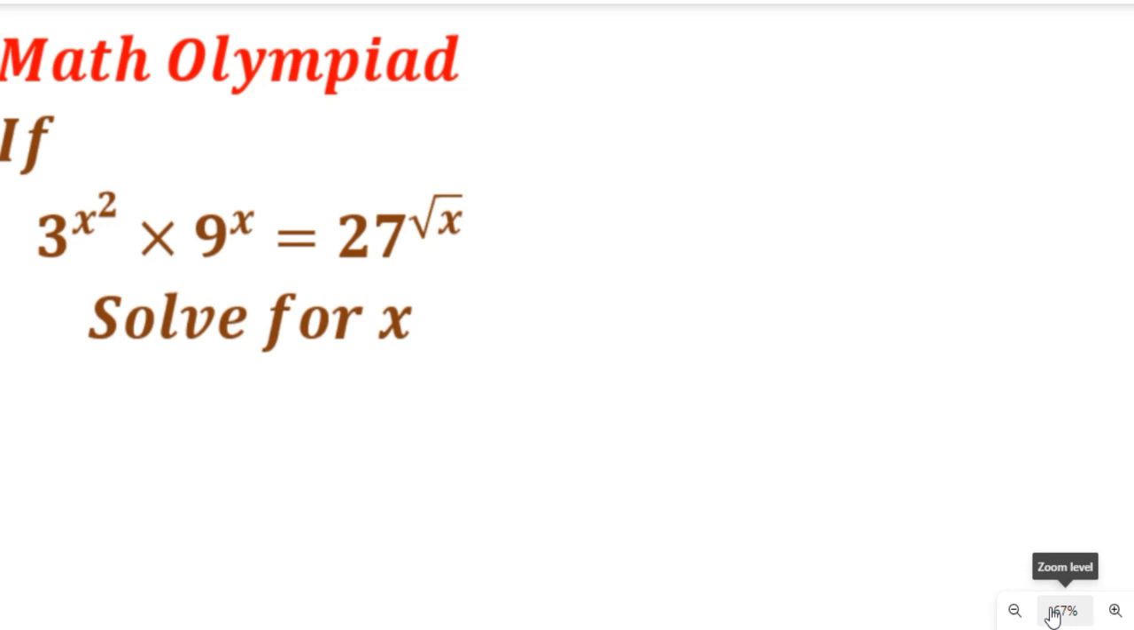In our maths tutorial class today, we are going to look at how to solve this maths Olympiad question. The question is an exponential equation. We are asked to solve for x in this exponential equation: 3 to the power of x squared multiplied by 9 to the power of x equal to 27 to the power of the square root of x.